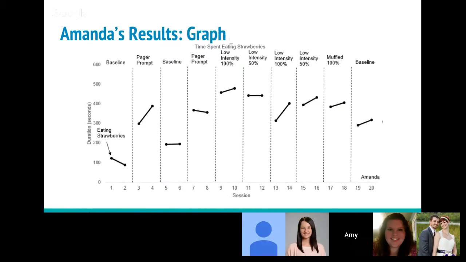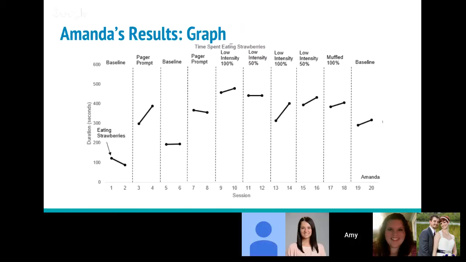Okay, so this is my graph of my data for the strawberry consumption. It looks like my baseline was fairly low. Then the pager prompt was really effective and changed it. And then again, baseline, it went back down quite a bit.